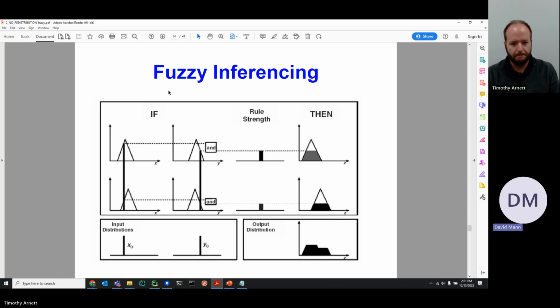Yeah. Thank you. Sure. One of the important characteristics that you may get out of something like the product T norm, where you multiply these values instead of taking the minimum, is that it lends itself to getting much more continuous behavior, whereas with min, you can get discontinuities in the output space sometimes. Of course, that depends on your membership functions as well.